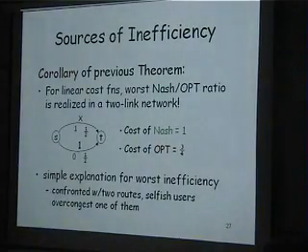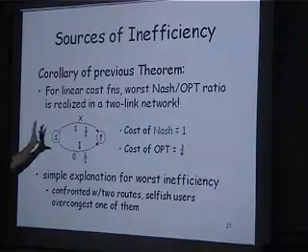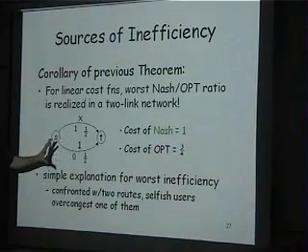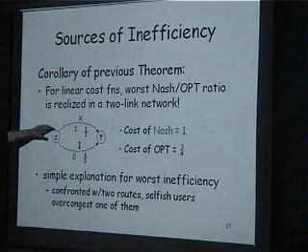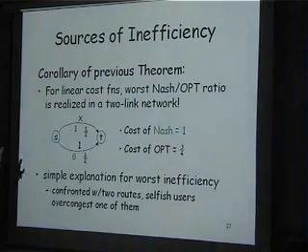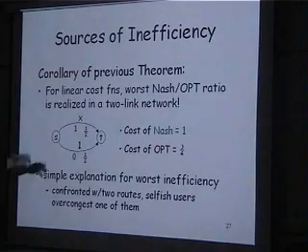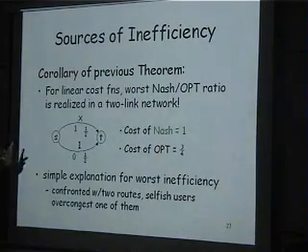What makes selfish routing inefficient? Where does the inefficiency come from? In Pigou's example, it's really simple to see what's going on. There are two parallel routes, one of which, the top route, affords a benefit over the alternative if and only if it's used in moderation. So the optimal flow, the red flow, sensibly takes advantage of this, uses it in moderation, extracts that benefit.